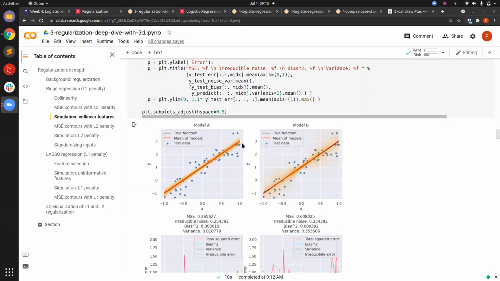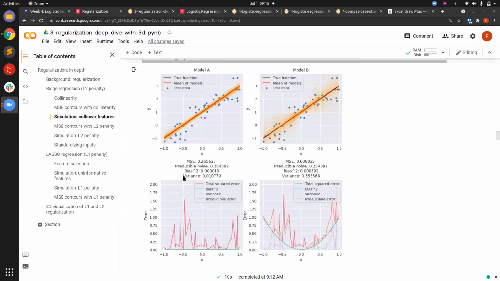So we see the true function is a black line. The mean of many models is a red line. And they're basically identical. So both of these models are unbiased. Now, we're not averaging over infinitely many training sets, so it's not like literally zero, but it's very close to zero. And as we would average over more training sets, we will get closer to zero.